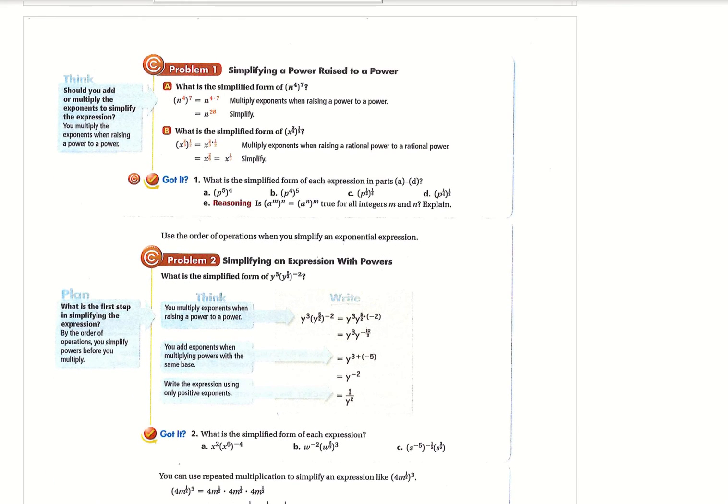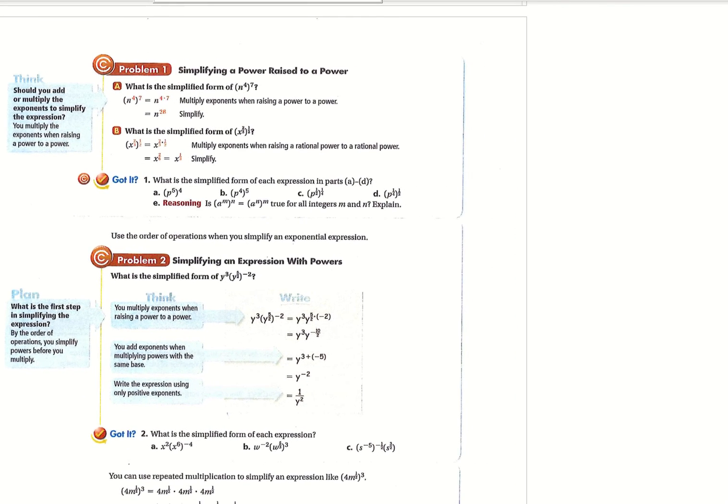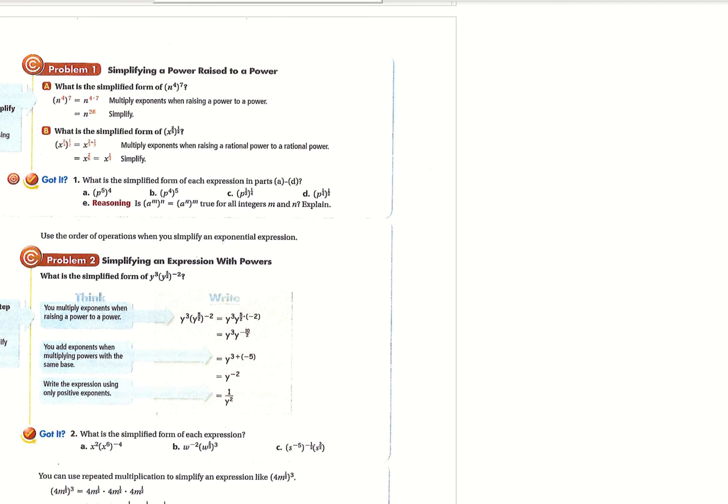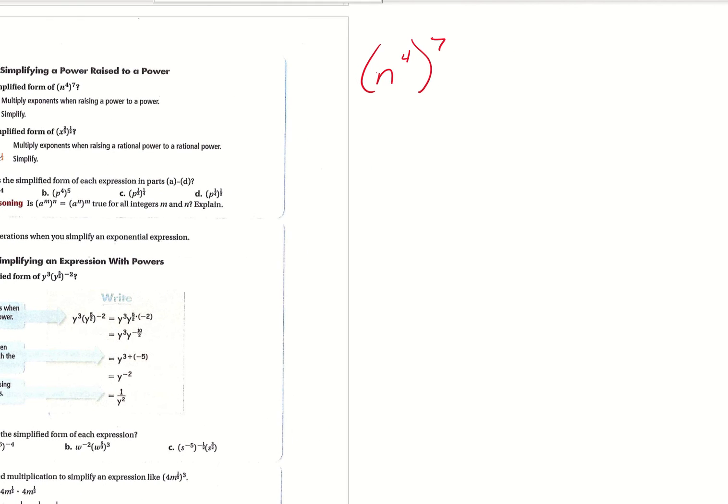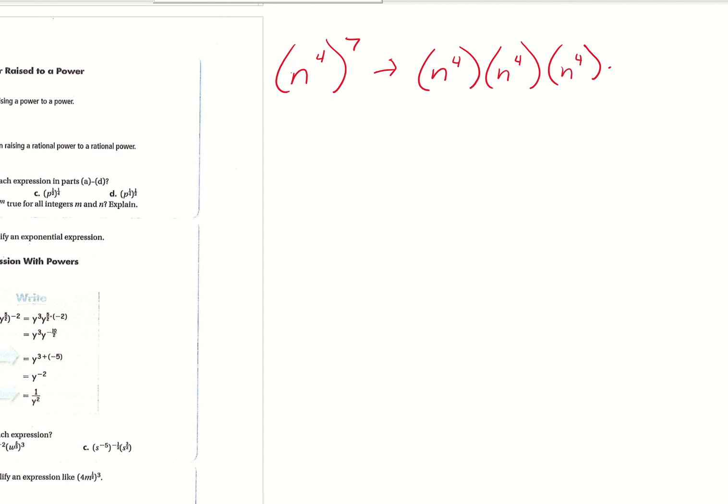Problem 1 is about simplifying a power raised to a power. The first one that they give us is n to the fourth, to the power of 7. You'll notice that this entire thing is being raised to the 7th power. That's going to be the same as n to the fourth times n to the fourth times n to the fourth, and so on until we get to 7 of them.